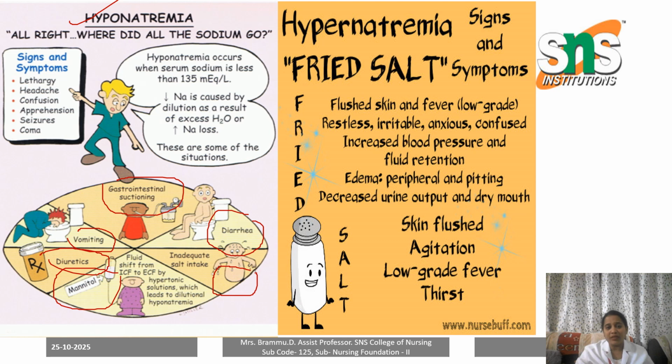In case of hypernatremia, you can just keep this mnemonic in your memory. That is FRIED SALT. F stands for flushed skin, fever, which is low grade. R stands for restlessness, irritability, anxious and confused. I stands for increased BP and fluid retention. E stands for the edema, which is peripheral, and that is pretty much pitting edema. And when you take the urine output, it is very much decreased and there is a dry mouth.